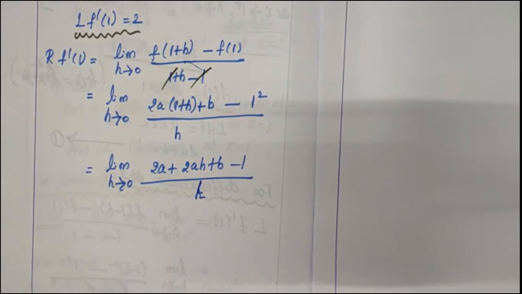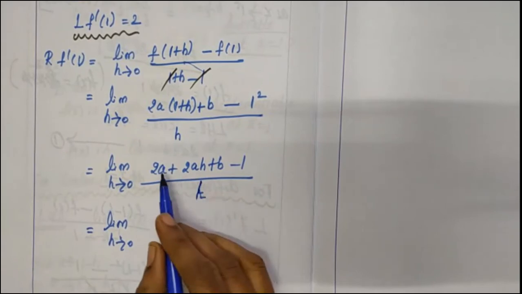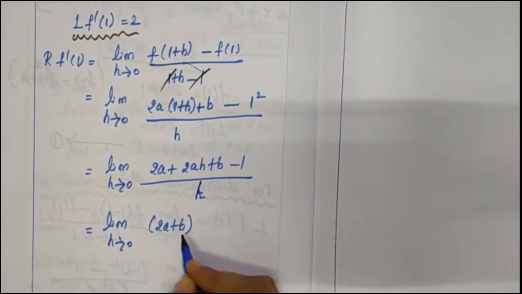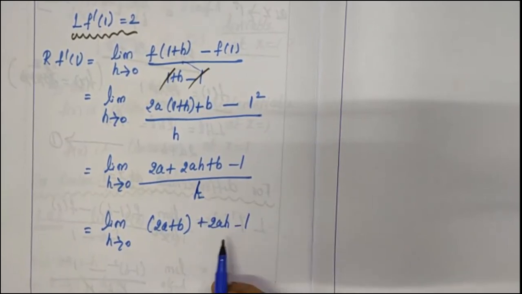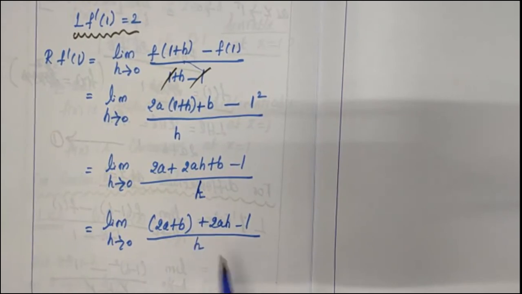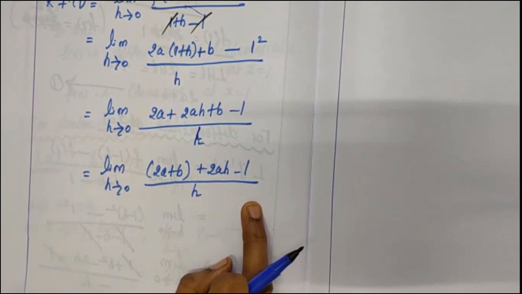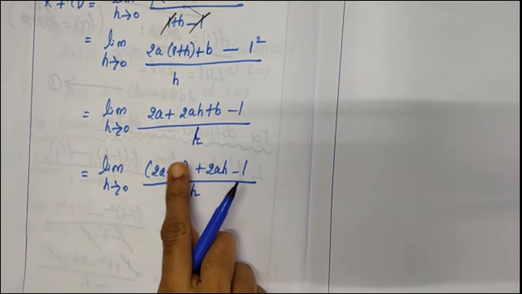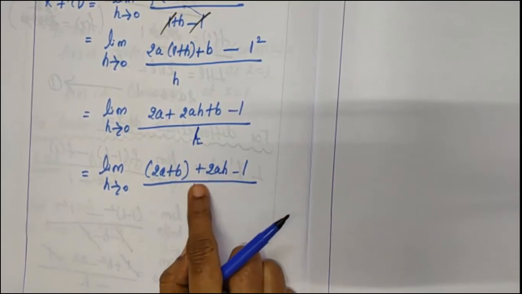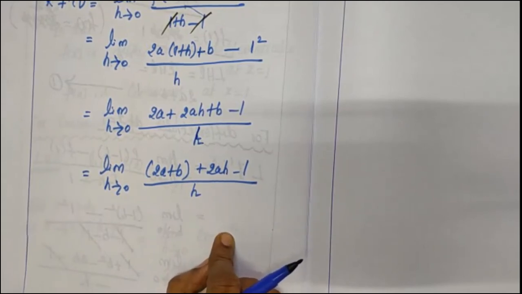So wait a minute. Now see what we do. Limit h tends to 0. The 2a plus b we can keep in a bracket, plus 2ah minus 1 divided by h. This term we can also separate individually. If we separate it, 2a plus b by h and plus 2ah by h minus 1 by h, if we split like that.